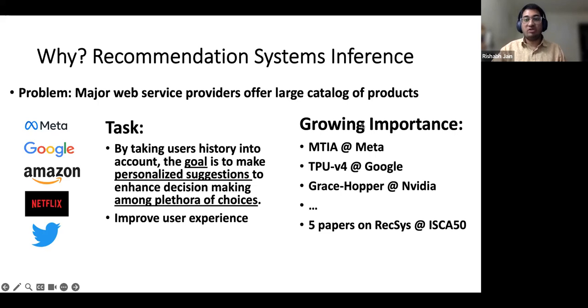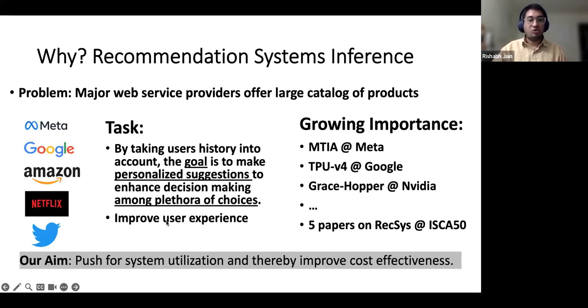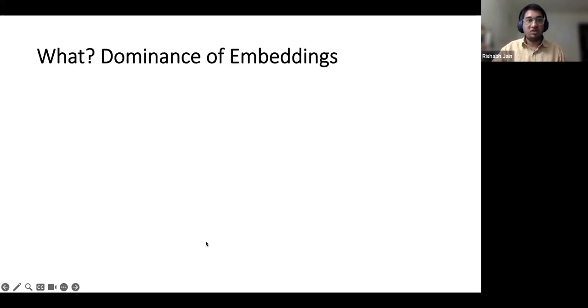We can see the growing importance by looking into the recent hardware developments like MTIA accelerator, TPU version 4, Grace Hopper GPU architecture, and so on. Also, we note that this year's ISCA has 5 papers on recommendation systems. So towards the goal of improving user experience, our aim is to push for system utilization and thereby improve the cost effectiveness. Now, what exactly happens in the inference pipeline?